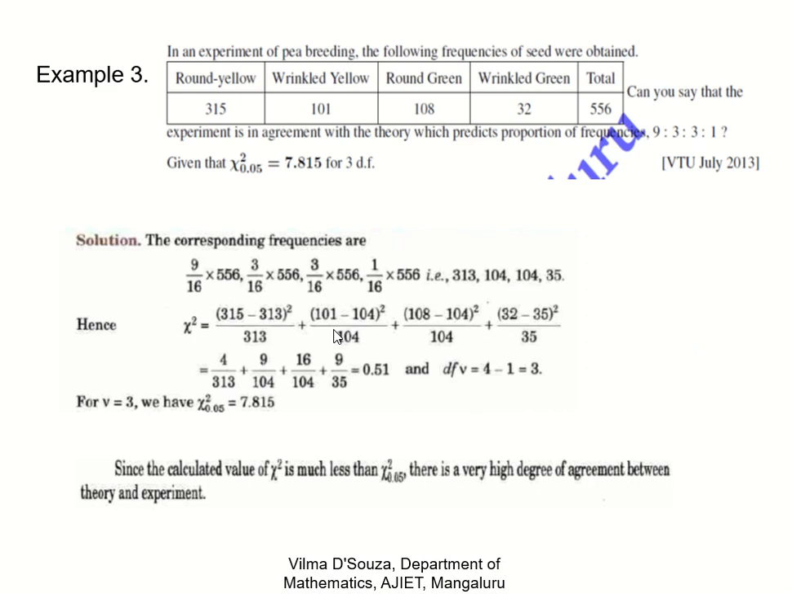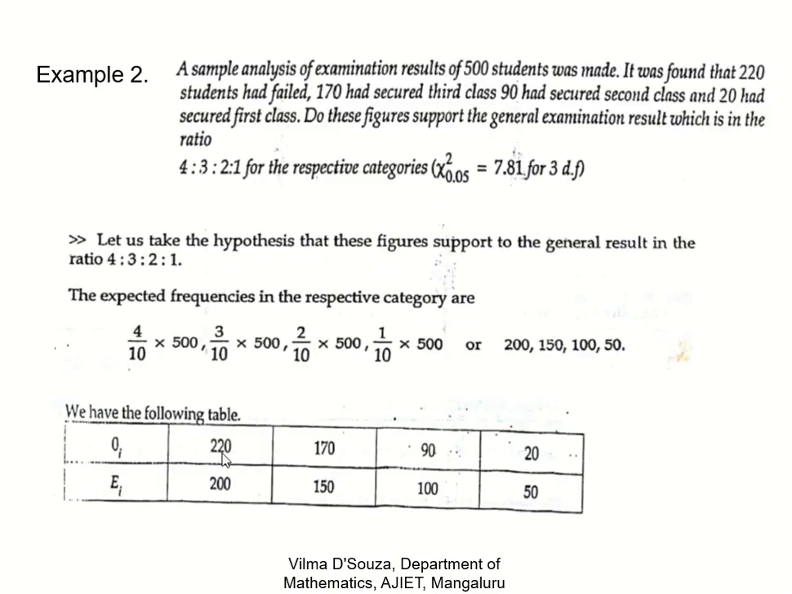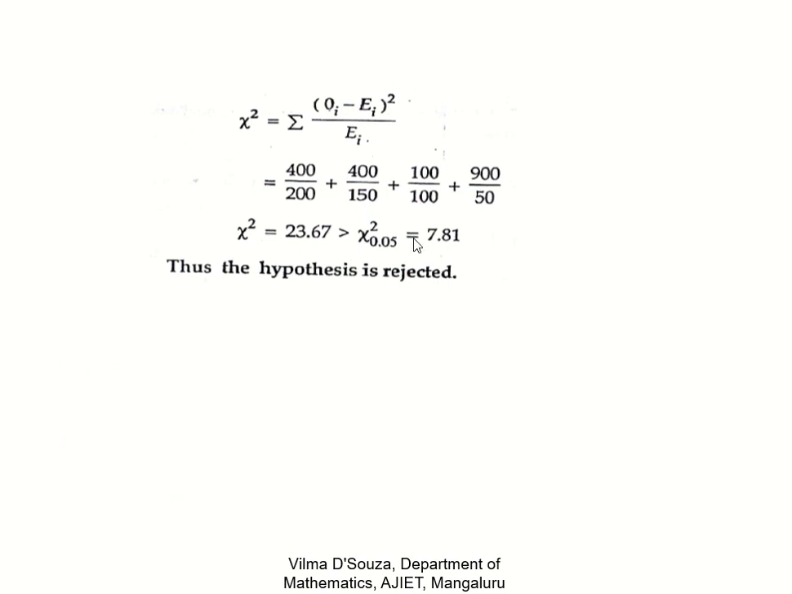So what is the first term? 220 minus 200 whole square divided by 200. That is (OI minus EI) whole square divided by EI. So 220 minus 200 whole square divided by 200, plus 170 minus 150 whole square divided by 150, plus 90 minus 100 whole square divided by 100, plus 20 minus 50 whole square divided by 50. When you simplify and calculate, you get the value as 23.67.